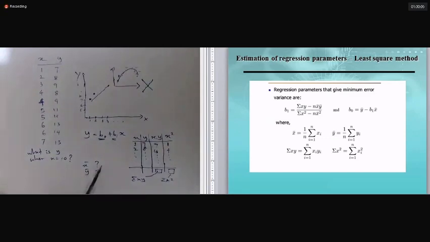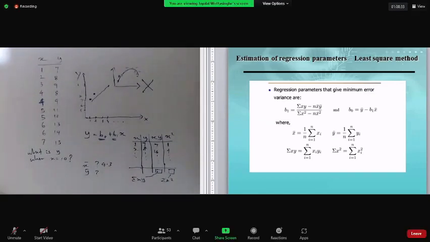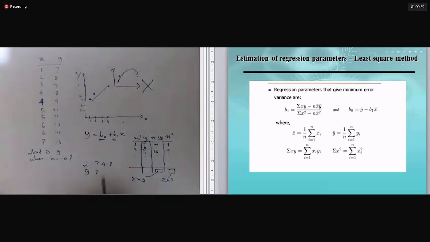Okay, did anyone find this x bar value? Take the sum of these x values and divide it by the number of data. So what is the x bar value? Anyone found that? 4.3? The sum is 43, therefore it's 4.3. Y bar value? 10.2. Okay, so it looks correct.